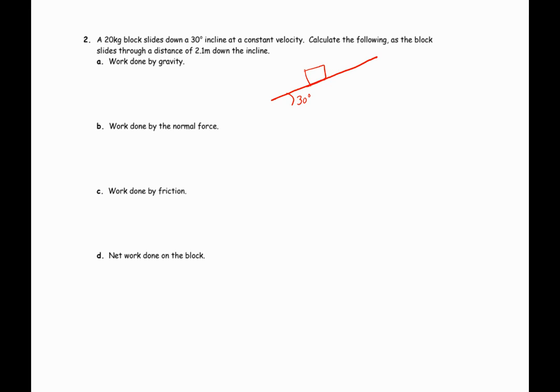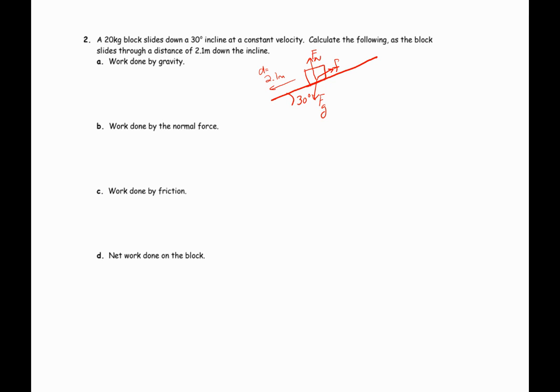And we have a box, okay? And it says that it's moving at constant velocity. Because it's moving at constant velocity, there actually has got to be a frictional force working against it to cause it to go at constant velocity. So we have a frictional force. We have our normal force. Okay, and then we have our force due to gravity. Okay, and then the distance that it's going to be traveling is going to be this way. 2.1 meters is our distance.